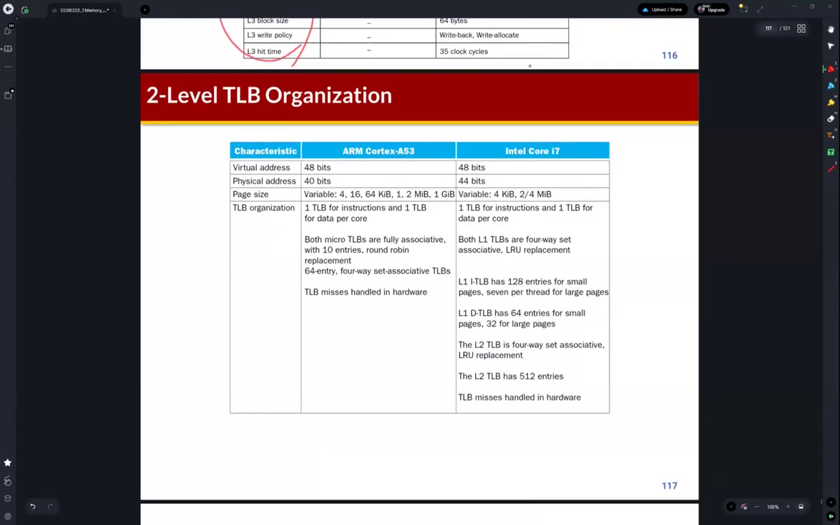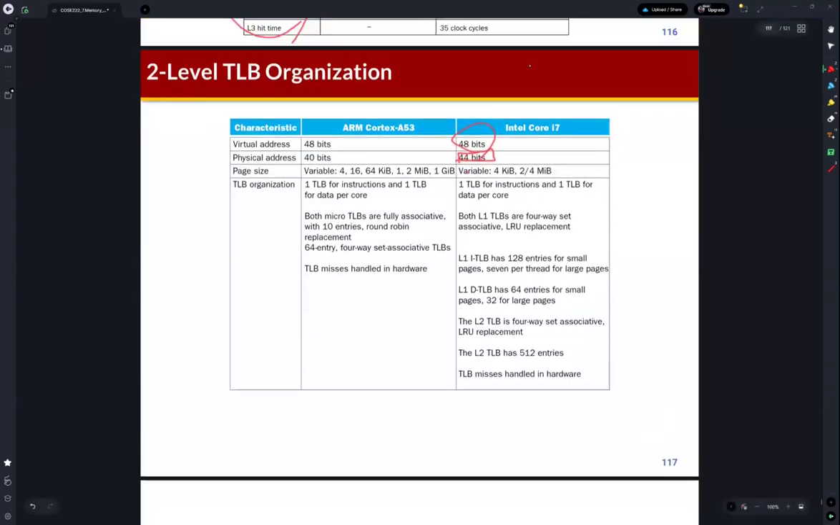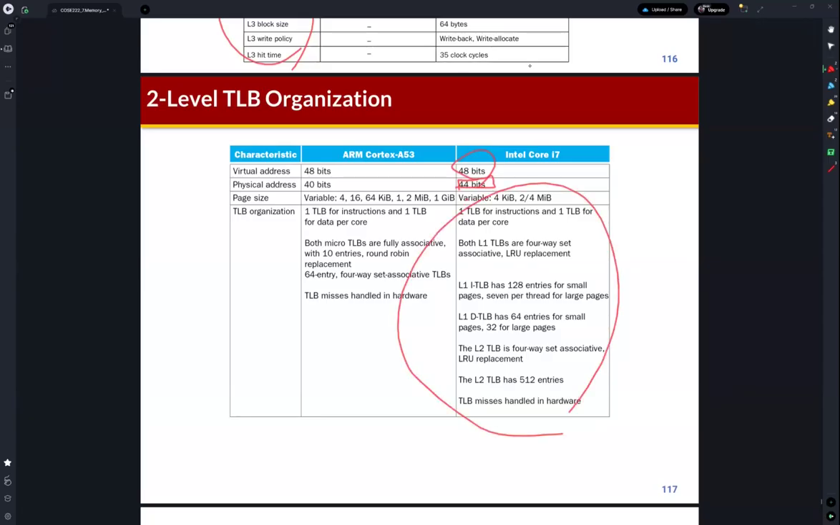Also, you can find the TLB organizations here. Okay. You can find the virtual address field, the number of bits for the virtual address, and also the number of bits for the physical address. This is the maximum bit count. Its maximum bits determine the maximum memory size supported by the CPU. Also, the virtual address bits determine the size of the virtual memory space, right? You can also find the TLB configurations.